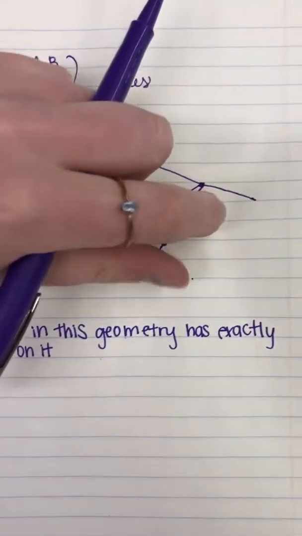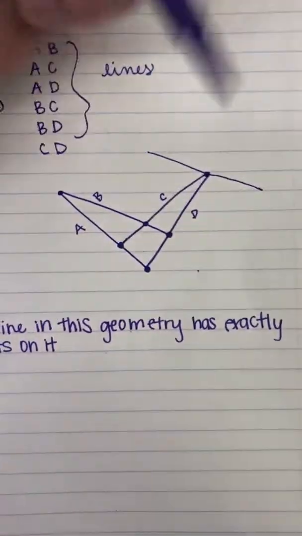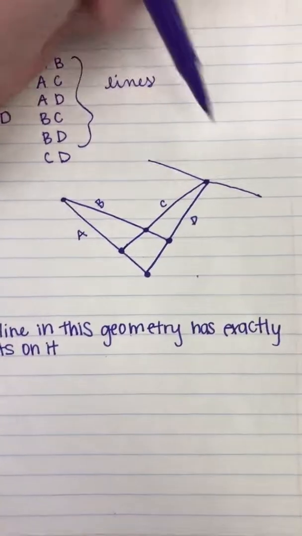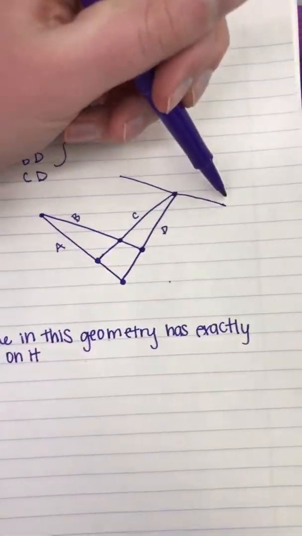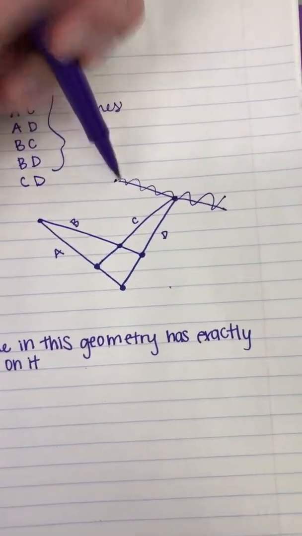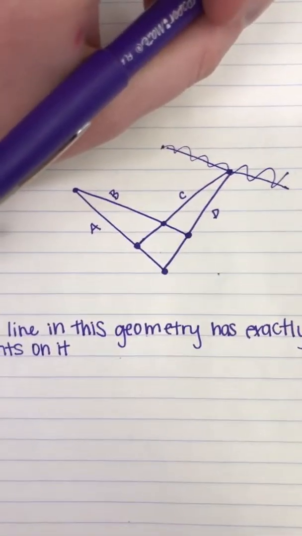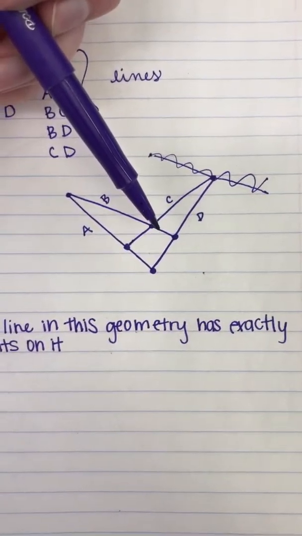So according to axiom number 3, it says each point is on exactly 2 lines. So this would not work because this point is not intersecting with 2 lines. It would just be 1. And so that would not work. That does not work. So there's only 1 point for 2 lines, and there cannot be more.